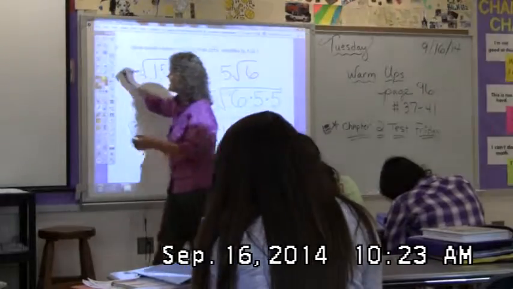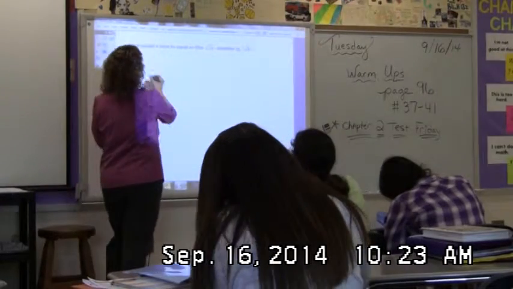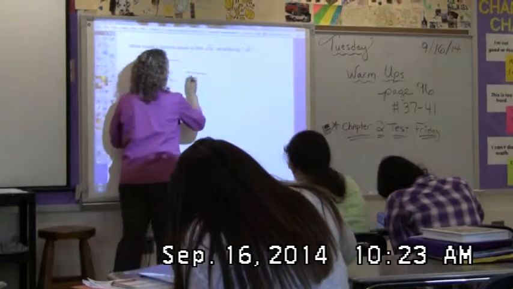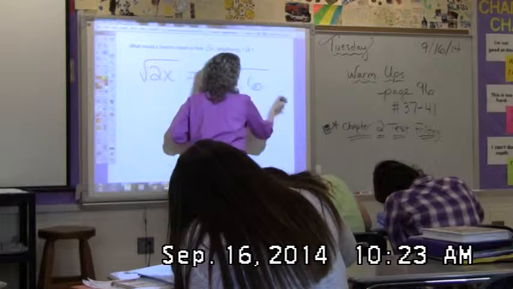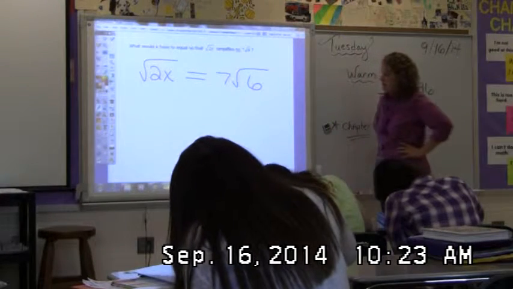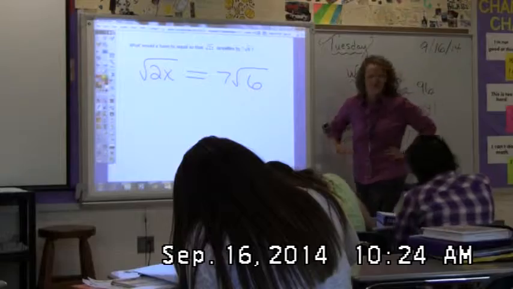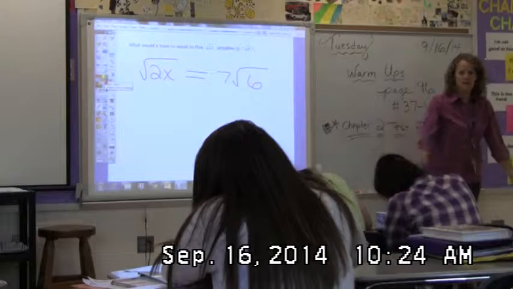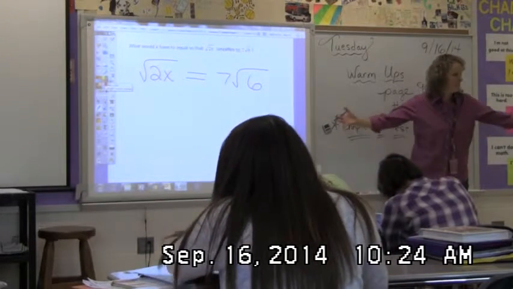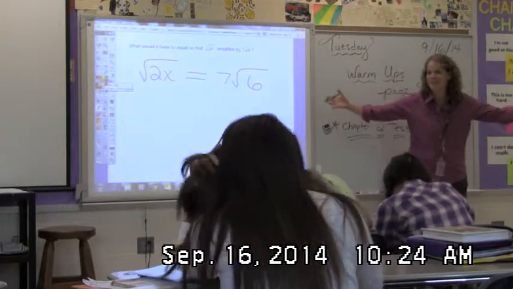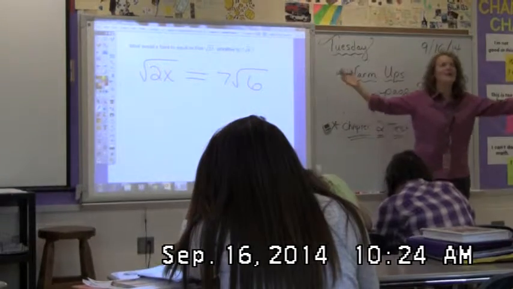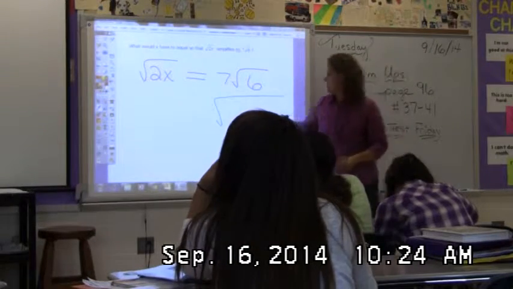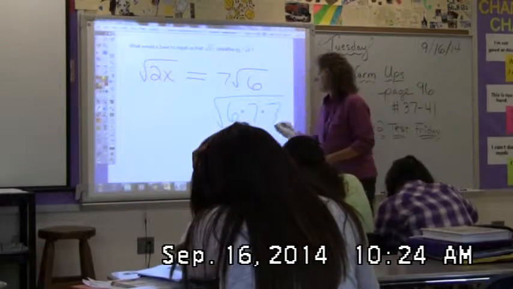All right. Number 7. On number 7, you have 2x. What would x have to equal so that it simplifies to 7 square root of 6? Well, wait. How'd the 7 get out there? How'd that 7 get out there? There must have been, Riley? A pair. There must have been a pair of 7s back under that square root. So we'll put 2 7s under there.